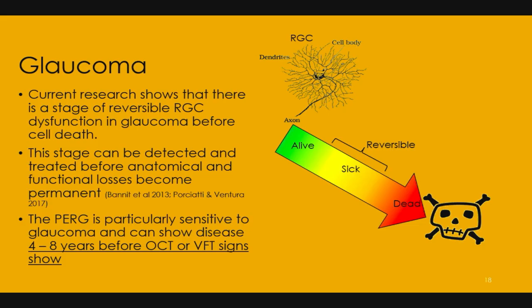So electrophysiology can tell when you are losing signal. And they did some tests and they could tell about 4 to 8 years ahead of when OCT and VFT will find it.